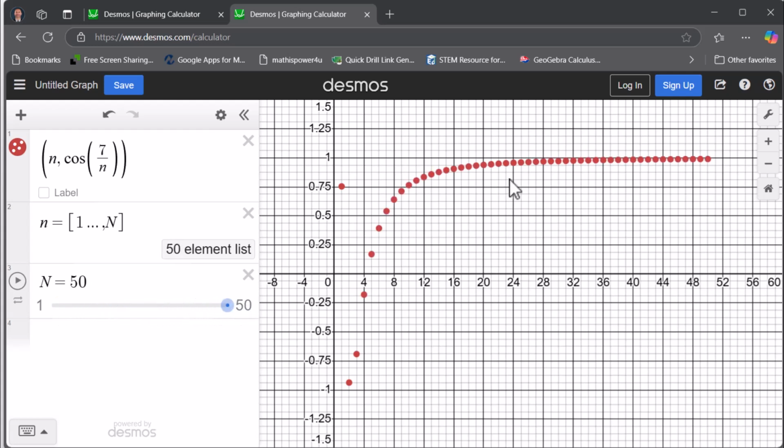Notice the y values, which are the values of the terms in the sequence, are approaching positive 1, verifying the sequence converges and converges to 1.